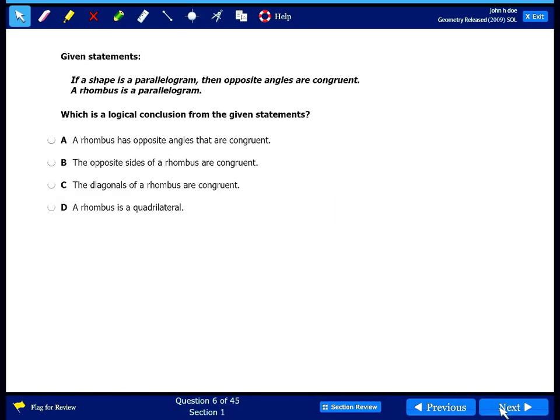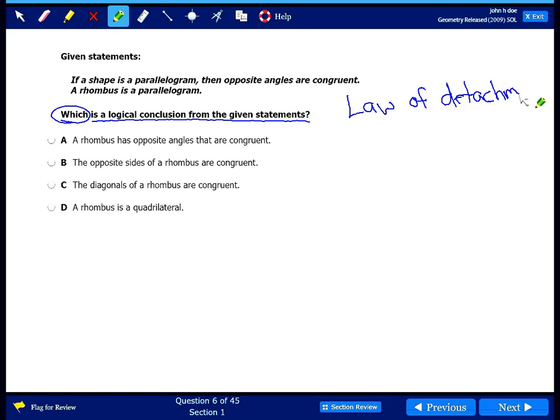Number 6 says, given statements, if a shape is a parallelogram, then opposite angles are congruent. A rhombus is a parallelogram. Which is a logical conclusion from the given statements? So this is going to be the law of detachment. All we're doing here, a rhombus is a parallelogram, so that means a rhombus has opposite angles that are congruent. So our answer is just letter A.